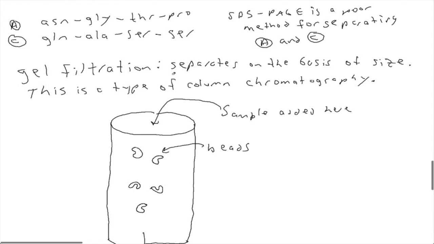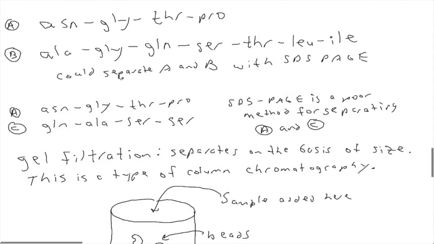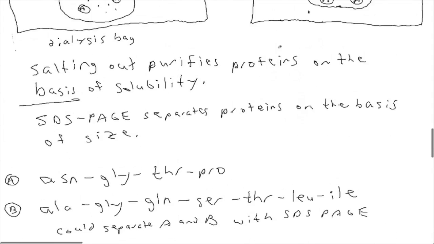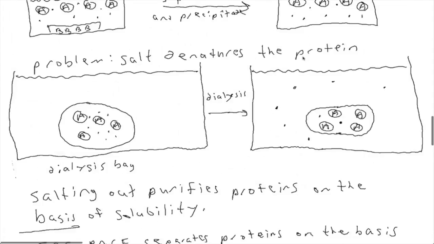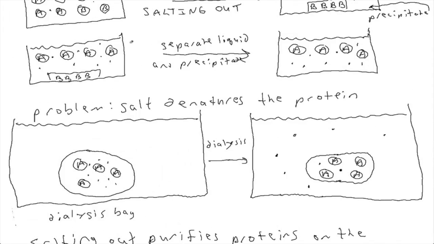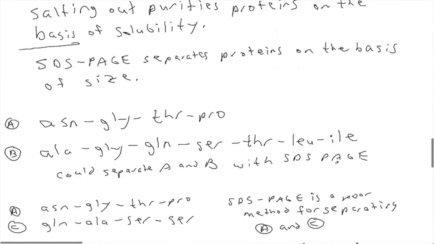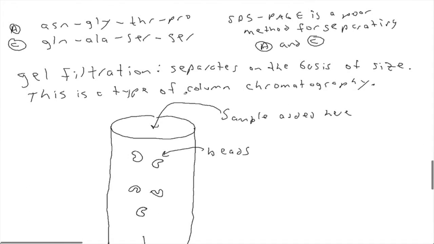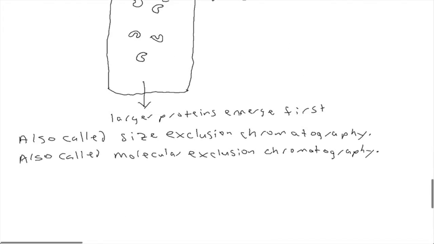So do you see how it's better to first do salting out and then do gel filtration? When you do salting out, that gets rid of the proteins whose solubility is different than your target. And then when you do gel filtration, that gets rid of the remaining proteins whose size is different than your target.